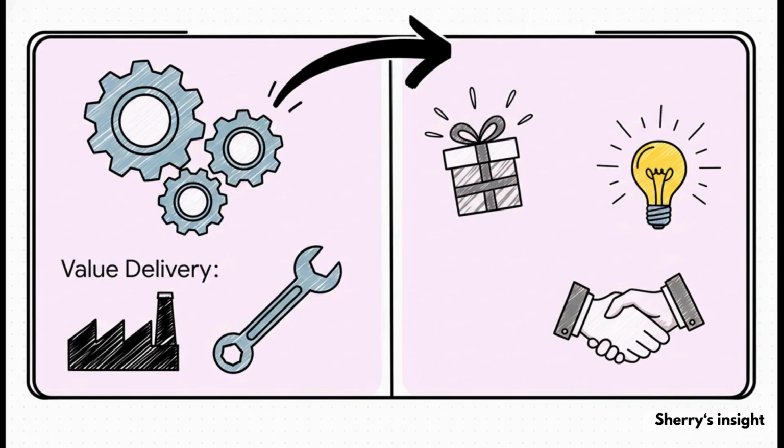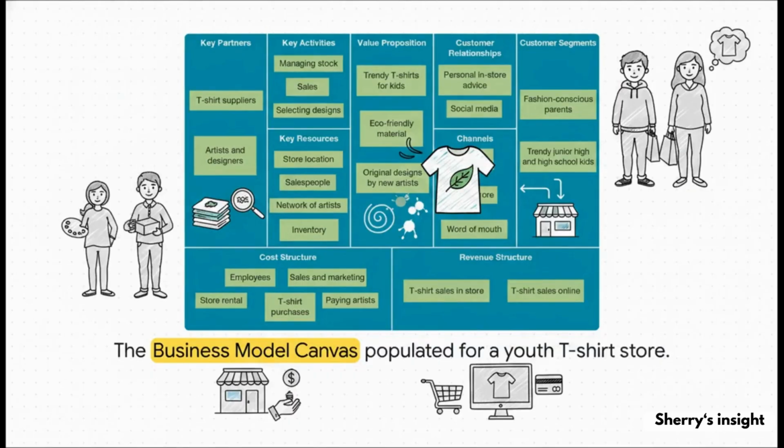When you use this canvas, always focus on the right side first. There is literally no point building complex operations on the left if you haven't established something truly valuable for a specific customer on the right. And this brilliantly illustrates how it all comes together in the real world. Imagine we're building a youth t-shirt store. Over on the far right, our customer segments are trendy teens and fashion-conscious parents. Moving inward, our value proposition for them is original designs printed on eco-friendly material. How do we reach them? Well, through our channels, the internet, and a physical brick-and-mortar store.